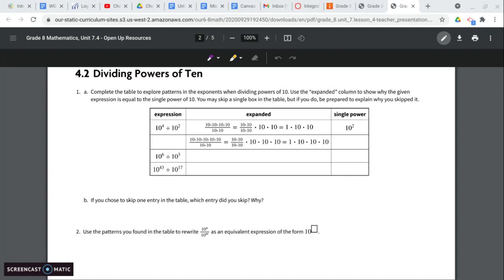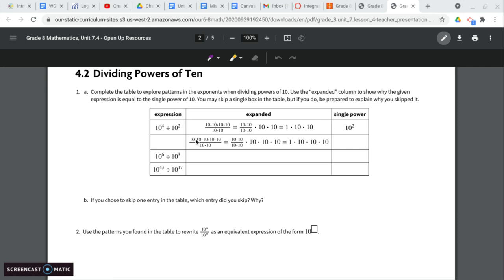So if we look, we've got 10 to the 4th divided by 10 to the 2nd. So we show it as 4 tens over 2 tens, which is 10 over 10 and 10 over 10. Those cancel, times there's a plain 10 and a plain 10. So we have 1 times 10 times 10, which gives us 10 to the 2nd for our single power.